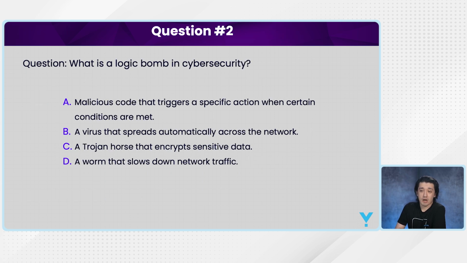What is a logic bomb in cybersecurity? We just went over this the first time. I hope you get this one too. This is very, very easy, okay? So A, malicious code that triggers a specific action when a certain condition is met. B, a virus that spreads automatically across the network. C, a Trojan horse that encrypts sensitive data. That is a really bad answer. D, a worm that slows down your network traffic. That's also a bad answer, but okay, I'll give you a second.